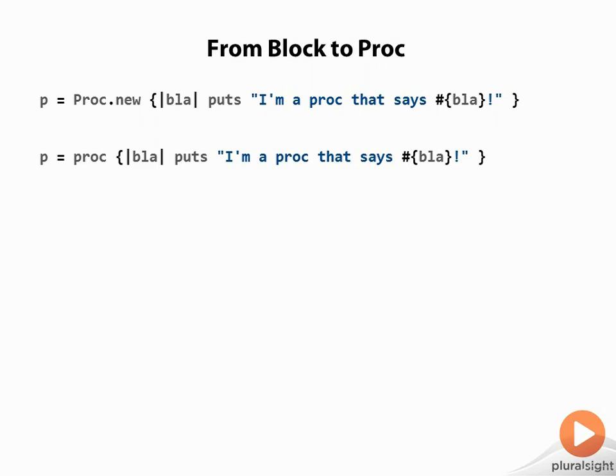There are several ways to execute the code stored in a proc. You can use the call or yield methods. You can also abbreviate it to a dot followed by a parameter list in parentheses. Finally, you can use the square brackets. Now that you have the ability to convert blocks into named objects, it's easy to pass them between methods and refer to them via variables. It's now easy to implement things like callbacks or lazy initialization. All you need to do is store the proc in an instance variable and call it at a later point, when you need to invoke a callback or run some initialization code.